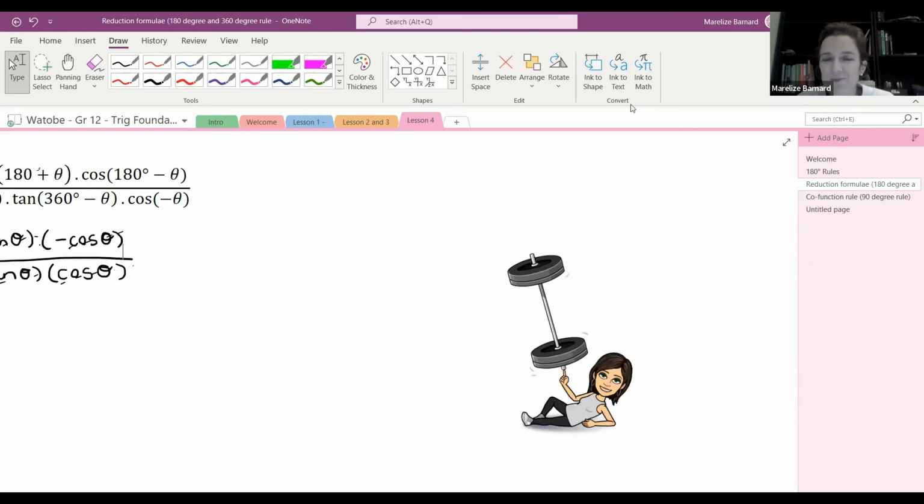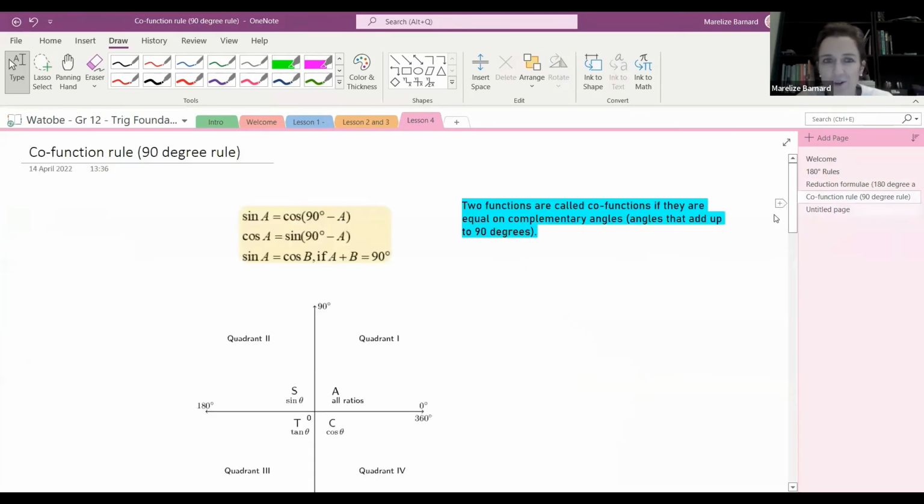Okay, let's move on to our cofunction rule. When do we apply the cofunction rule? Cofunctions come into play when we have complementary angles and we have sine and cos. If you read here highlighted in blue, two functions are called cofunctions if they are equal on complementary angles, angles that add up to 90 degrees.